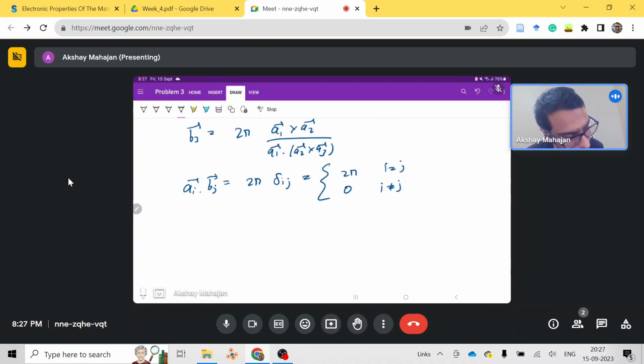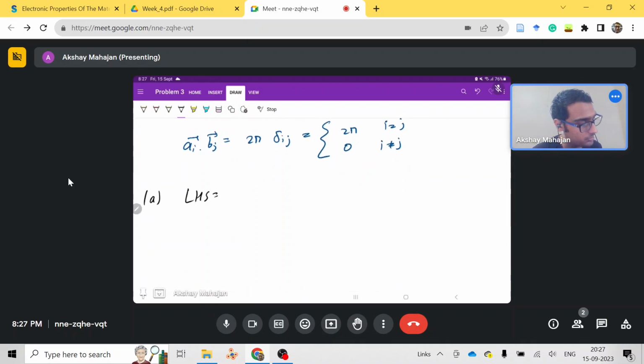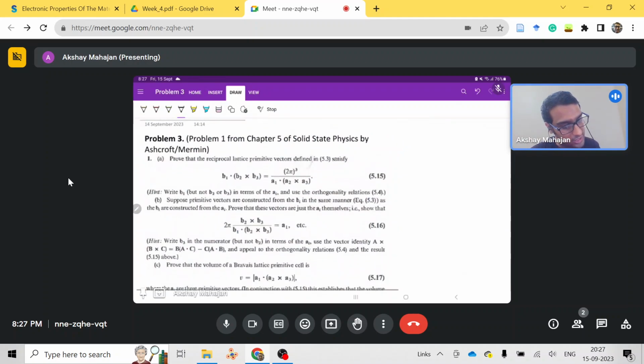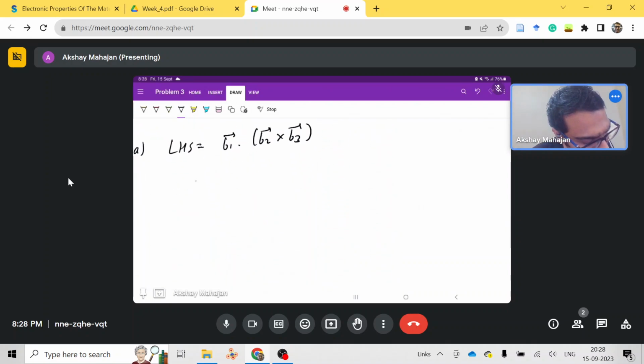Now let's do the parts. For part A, let's start with the left hand side, since we have to prove something. What we do is what you must have done in school as well: LHS equals RHS. The LHS is b1 vector dot b2 vector cross b3 vector. We have to prove that this LHS equals RHS, and the hint given is that we write b1 vector in terms of the a_i vectors and then use the orthogonality relation which we have already written here. So let's do it.